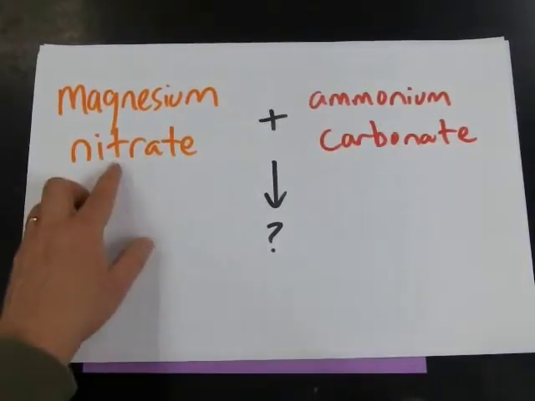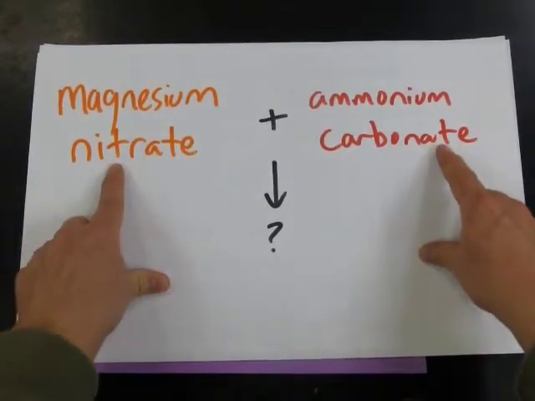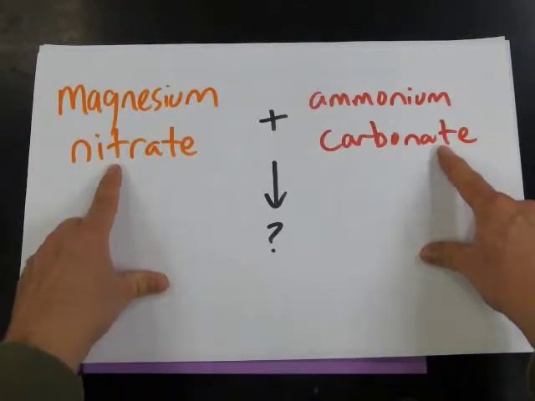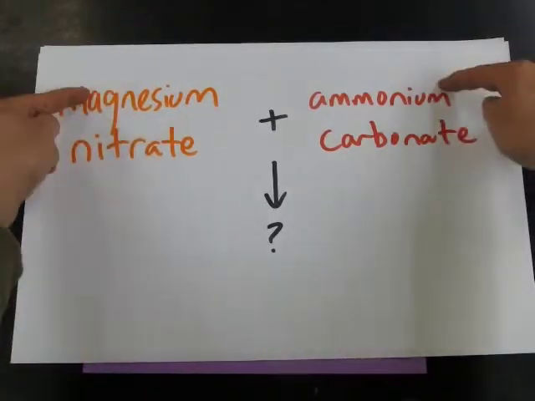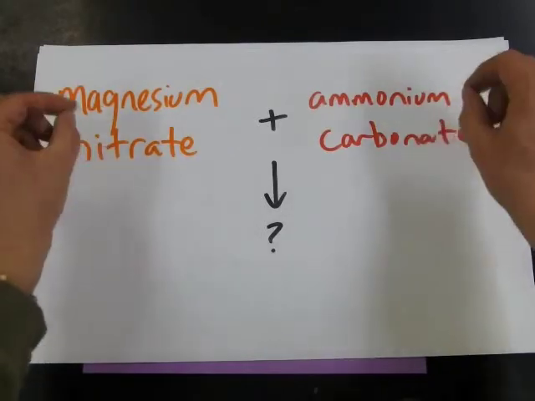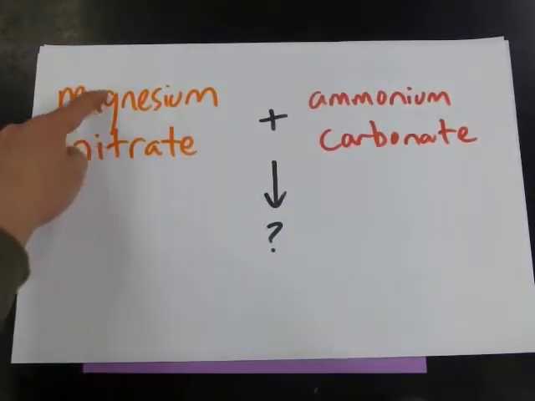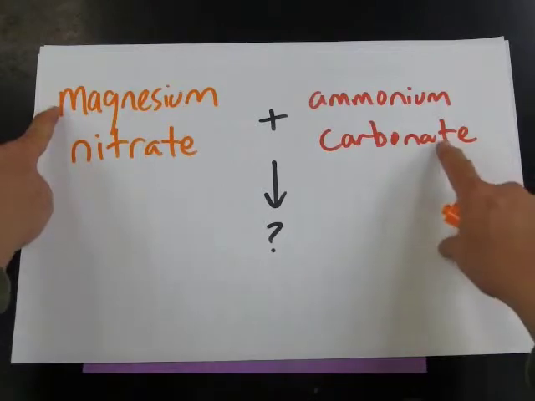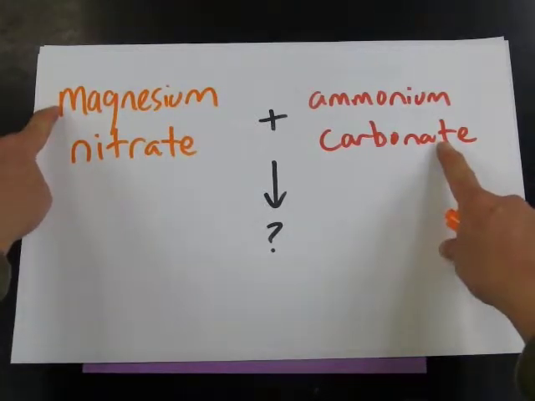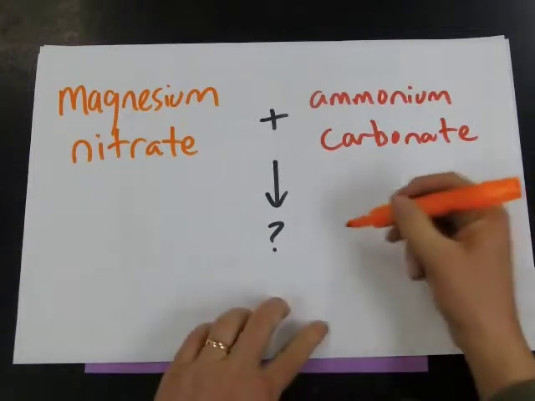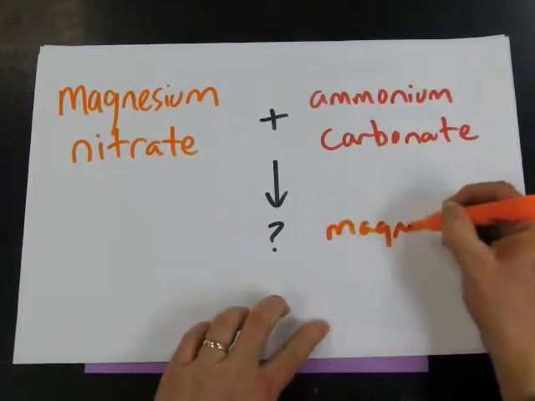The magnesium nitrate and ammonium carbonate are both soluble ionic compounds. That means that when they were put into the water, the positively charged part and the negatively charged part separated from each other. That allows them to rearrange and recombine to form new substances. For example, the magnesium positive charge and the carbonate negative charge from the two different compounds can join together to form a new combination, and that would be magnesium carbonate.